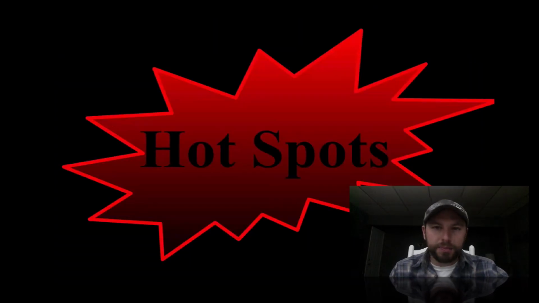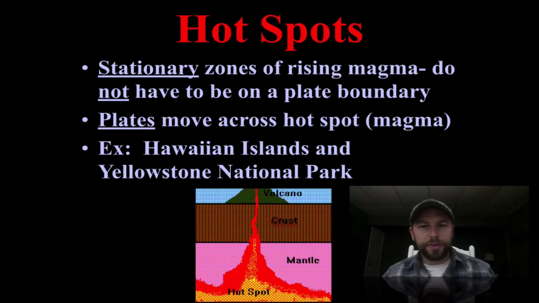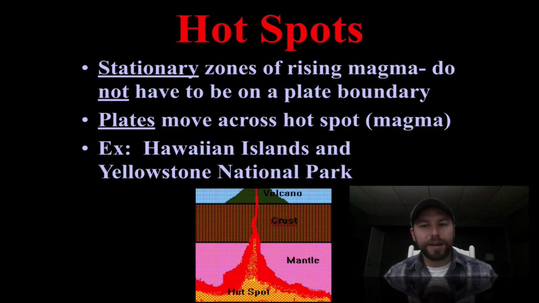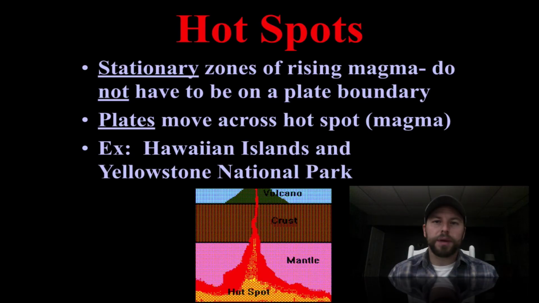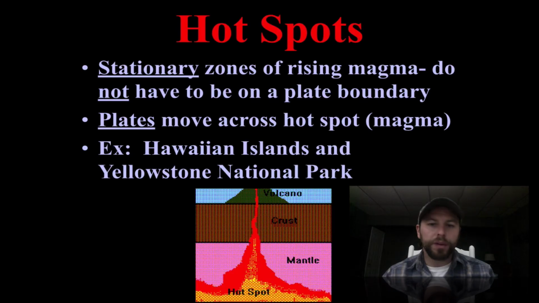Okay, on to hot spots. Hot spots are basically where we have a really hot portion of the asthenosphere, that magma, coming up through a plate. But this is not at a plate boundary. These are at isolated little spots or areas of the actual lithosphere. And what ends up happening is the lithospheric plate will move across that hot spot. And what we end up getting is an area like the Hawaiian Islands that form these island arcs, or an area like Yellowstone National Park, where we have Old Faithful, where we could see it's extremely hot at the surface.